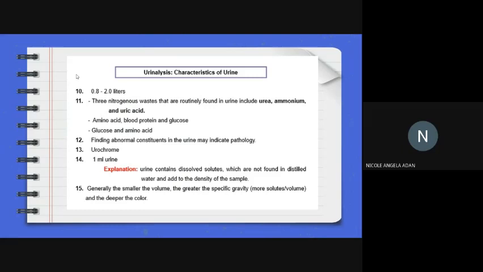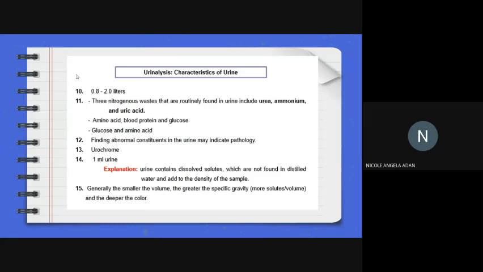We have the urea, creatinine, and uric acid. The following up questions are: list 3 substances that are absent from the urine of healthy individuals. We have the blood, protein, and bile. The second following up question: list 2 substances that are routinely found in filtrate but not in the urine product. We have glucose and amino acid.